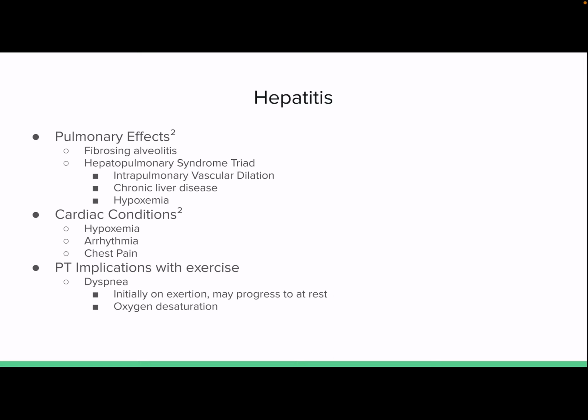So more on hepatitis. Some of the common pulmonary effects are fibrosing alveolitis and hepatopulmonary syndrome triad, which consists of intrapulmonary vascular dilation, chronic liver disease, and hypoxemia. Some common cardiac conditions are hypoxemia, arrhythmia, and chest pain. And some general PT implications with exercises are that dyspnea is very common. Initially, it's just on exertion, but may progress to also at rest. There's also oxygen desaturation.